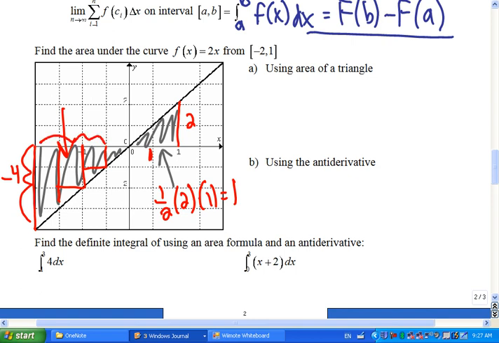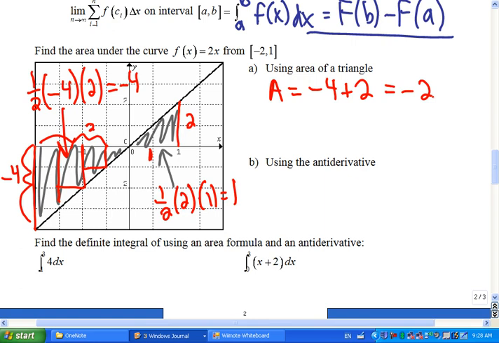The width here would be 2. So it would be 1/2 times -4 times 2, which would be -4. So using the areas of a triangle, the area would be the bottom triangle plus the top triangle. I should get an area of -2. Oh, sorry, it's supposed to be a 1. I should get an area of -3. Okay, so it was this triangle plus this triangle.